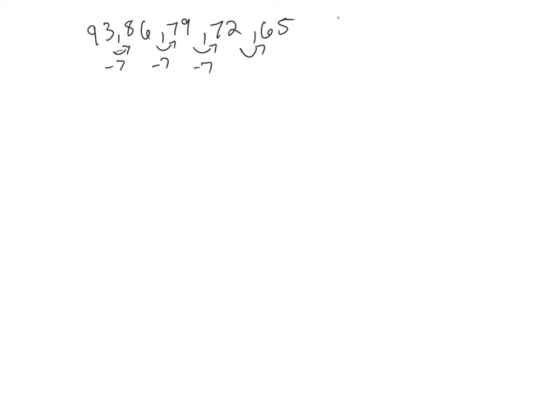If I start at 1, a sub 1 should equal 93. Well, let's think about this. We are subtracting 7, so our slope should be negative 7, and I need to start off at 93. Does that make sense?